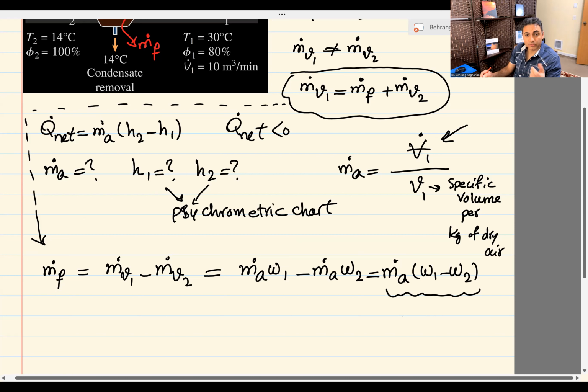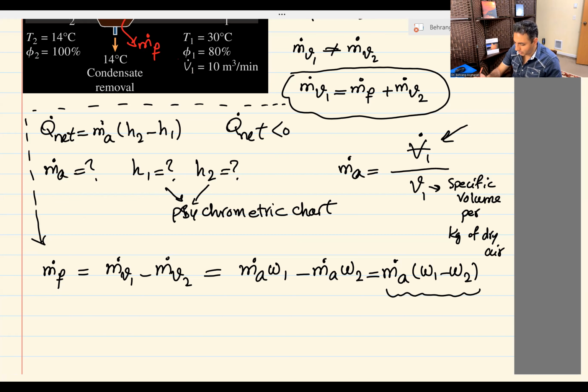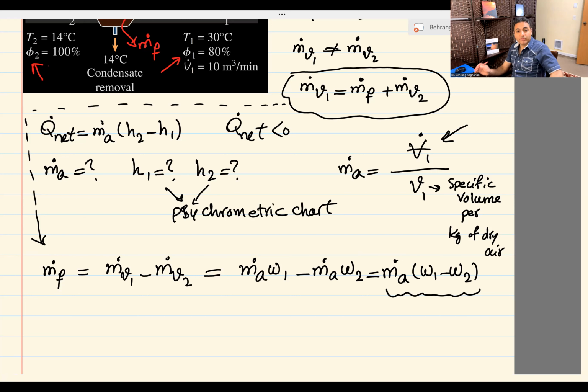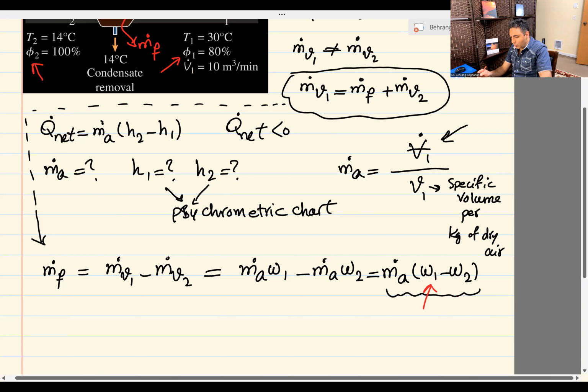All right, here's another question. How do I find omega 1 and omega 2? They're either given or we have to find them somewhere. In this problem, what is given is not omega, if you remember. What is given is basically phi, relative humidity, not the humidity ratio. So if relative humidity is given, I need to go to the psychrometric chart and find these values omega 1 and omega 2. Then I should be good to go. I can actually solve the problem. So now we have a game plan, basically.